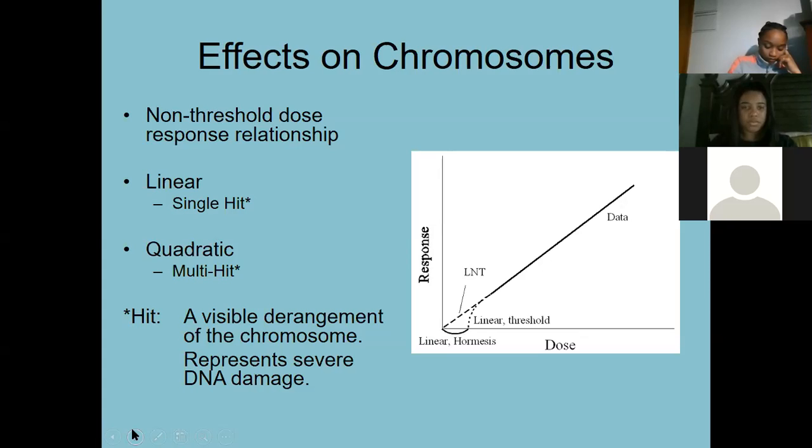So if we look at the effects on chromosomes, these effects follow that linear non-threshold dose-response relationship. There is some controversy. Some say it's not a linear non-threshold. Some say it's a quadratic, which means it would curve here. And basically, we talk about for linear, it's a single hit. Quadratic, it's a multi-hit. And that means if it's a hit, that means there's just visible damage to the chromosome. So that means that's pretty severe damage in your genetic code.